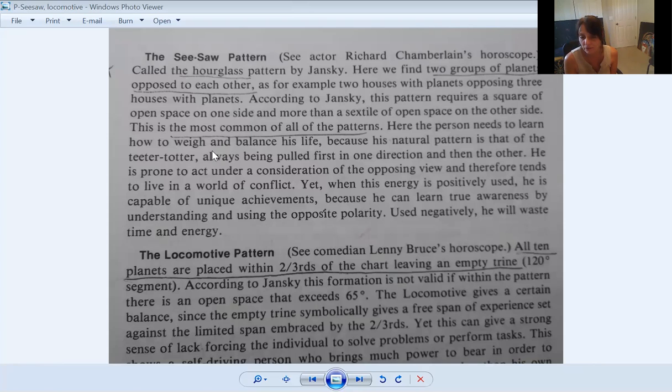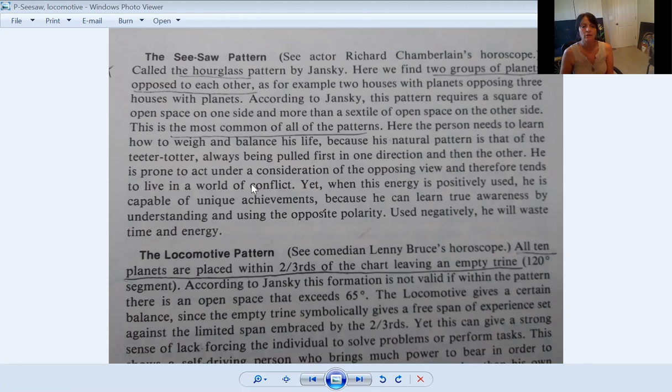So there's an open square with nothing in it on one side, and then a sextile of 60 degrees on the other, and the rest of the planets occupy the remainder. Here the person needs to learn how to weigh and balance his life, because his natural pattern is that of the teeter-totter, always being pulled first in one direction and then the other.